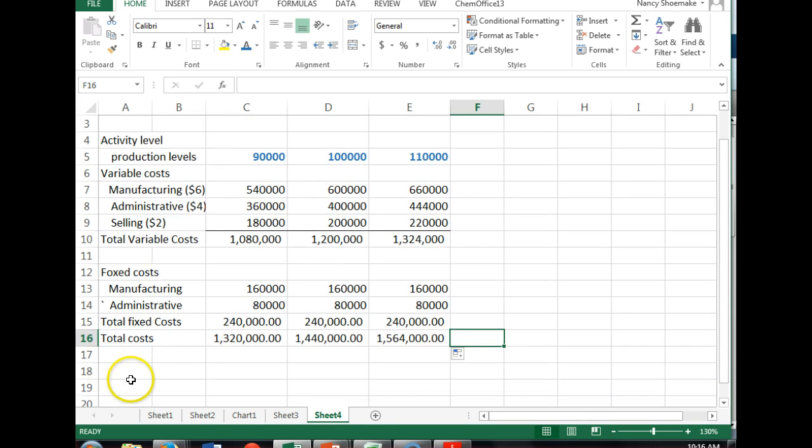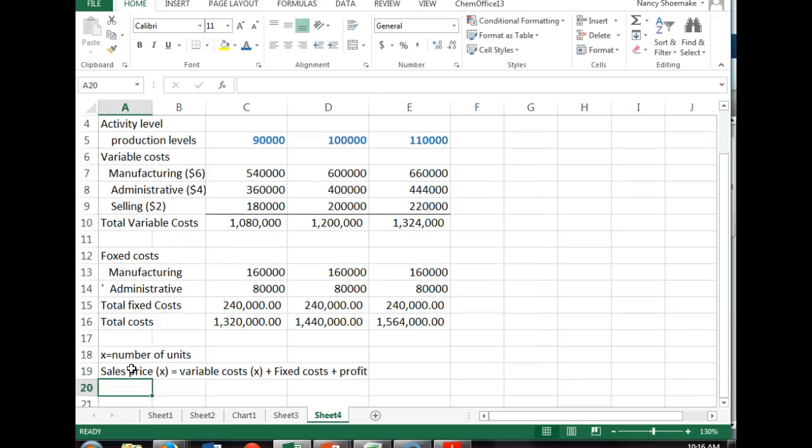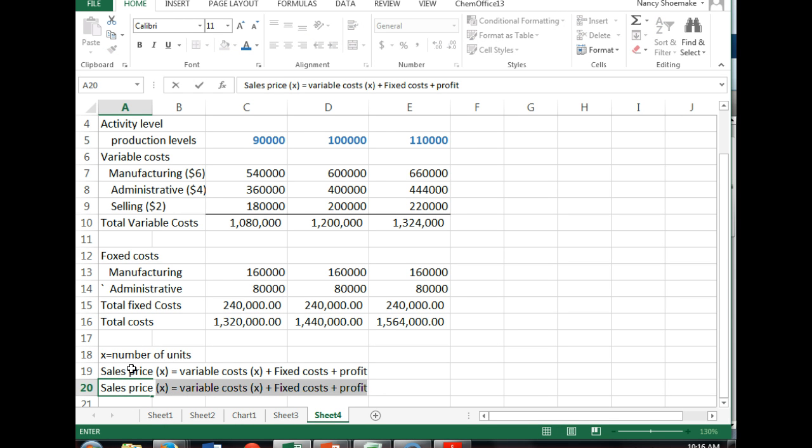So X is going to equal the number of units, okay? The sales price times X is going to equal the variable costs times X plus our fixed costs plus our profit. Now we know that we want a $200,000 profit. So sales price minus variable costs times X need to equal, what are our fixed costs? $240,000, plus we want a profit of $200,000.